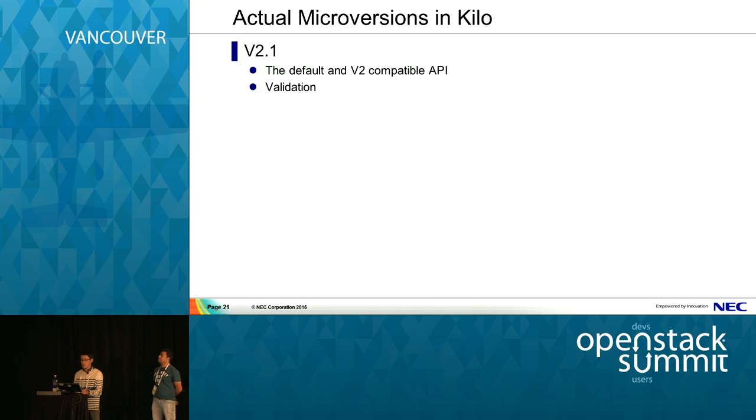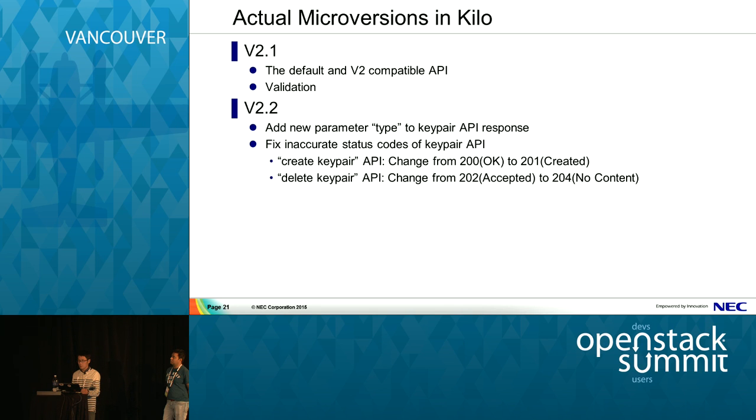In Kilo, 3 microversions are implemented. The first microversion is v2.1. This microversion is the default and a v2 compatible API. And input validation has been implemented since this microversion. Based on v2.1, v2.2 is implemented. On this microversion, a new parameter is added to the keypair API response, and some invalid status codes of the keypair API are fixed. The status codes of keypair are changed like this.